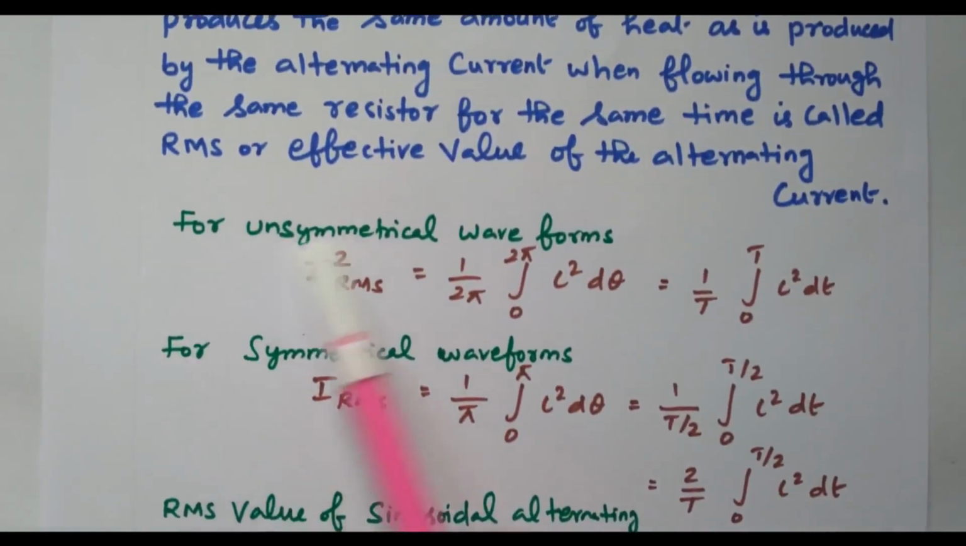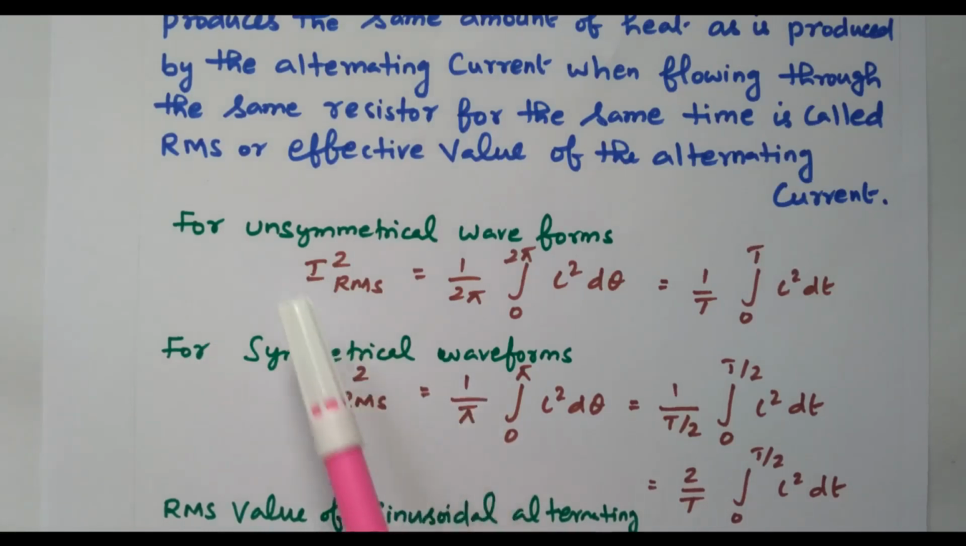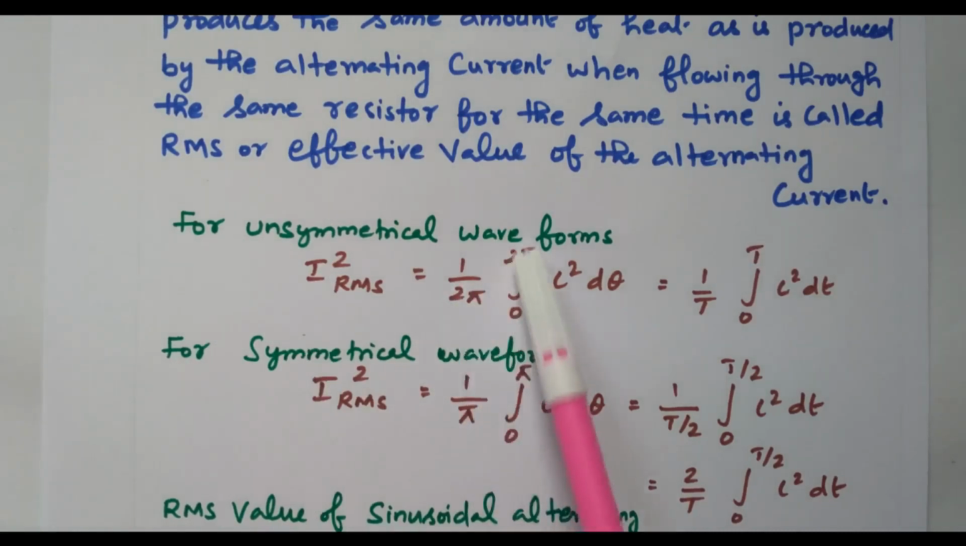So again we have unsymmetrical and symmetrical waveforms. Symmetrical means we can take 1 by pi, only half cycle. Unsymmetrical means we have to take the full cycle, 0 to 2 pi. So here, I RMS square equals the mean of I square. If you take the square, what will happen? During the positive half cycle, the current is plus I. During the negative half cycle, the current is minus I. But after squaring, both become positive, so plus I and minus I will not give 0. The negative term is converted into positive while taking the square.